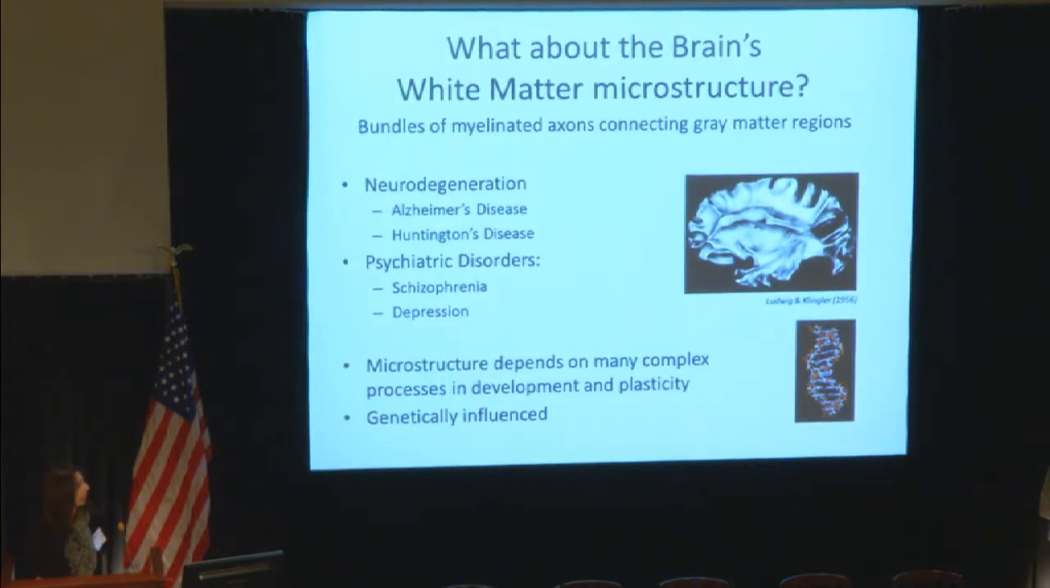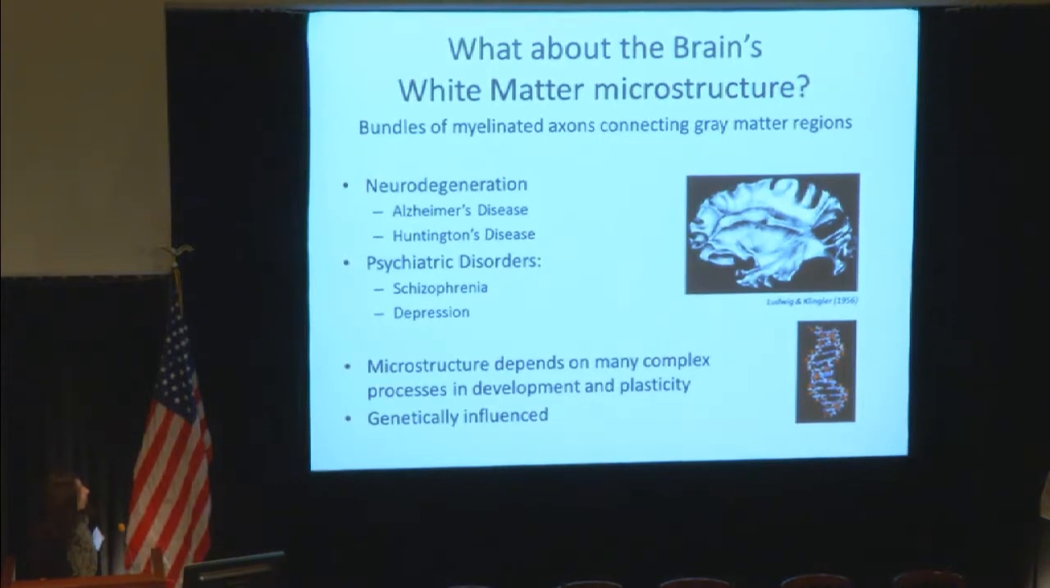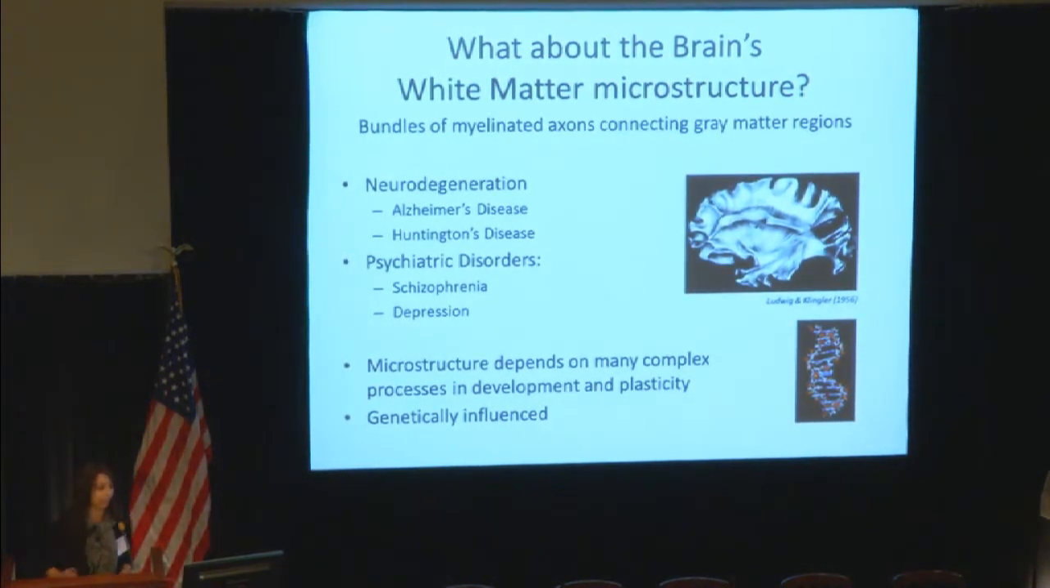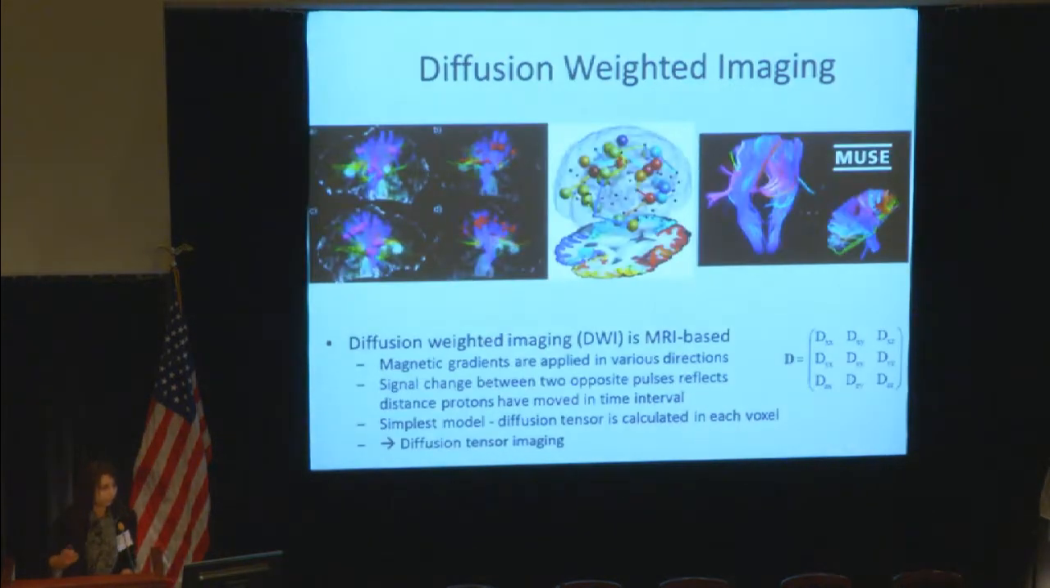But what about the brain's white matter microstructure? That's the bundles of myelinated axons connecting all the gray matter regions. This is really important for neurodegeneration and psychiatric disorders. The microstructure depends on many complex processes in development and plasticity and is highly genetically influenced, and I'll show you exactly how much shortly.